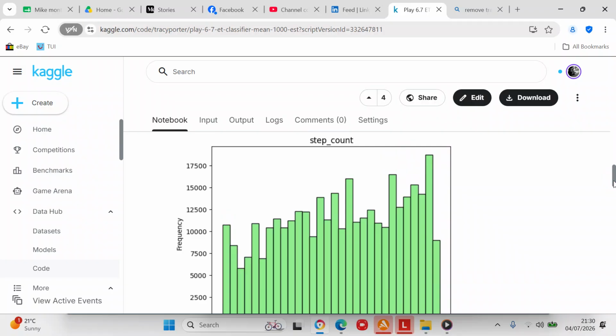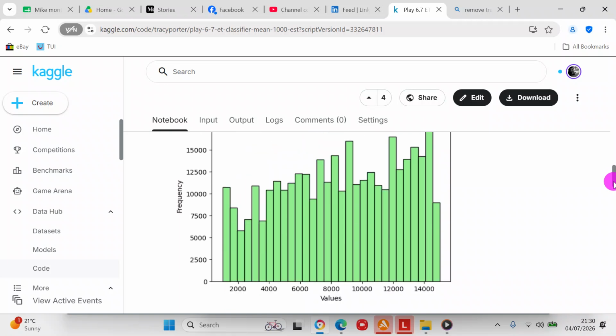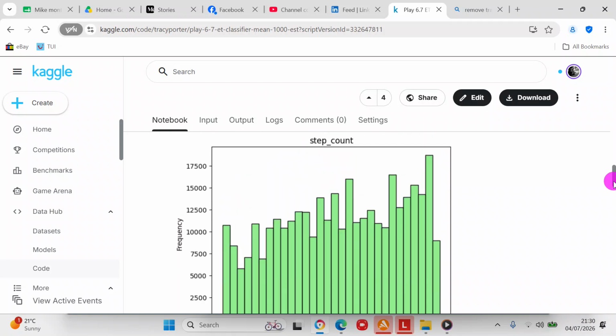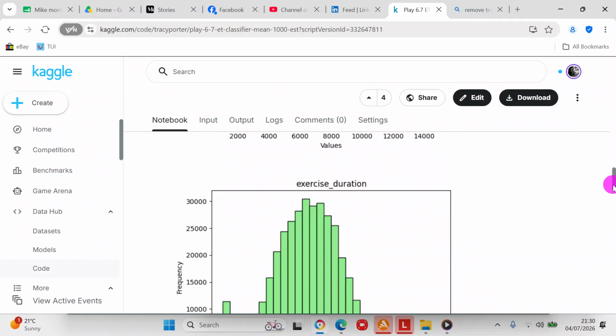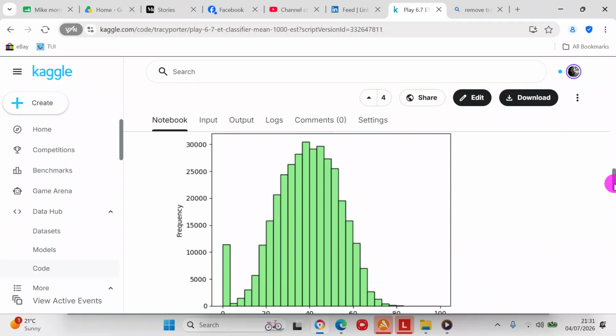Step count, that looks like a uniform distribution. So basically that's telling you how many steps a person has walked in a day, and that's definitely not a normal distribution. It resembles a uniform distribution, really. Exercise duration is close to a normal distribution, except for the 0 frequency.